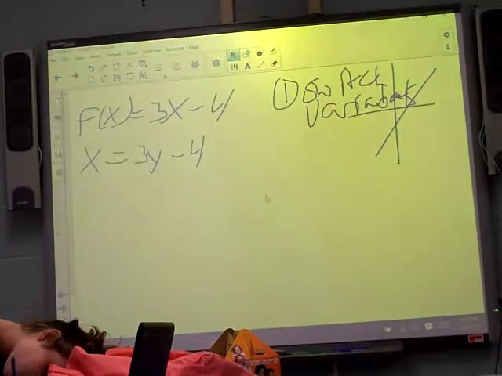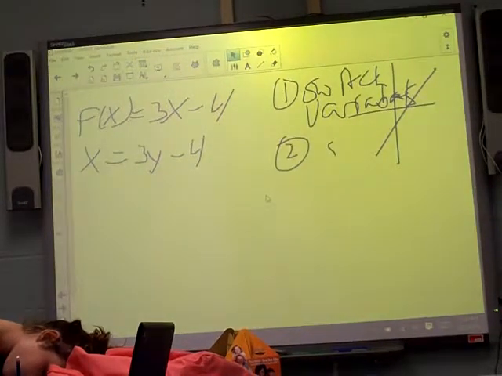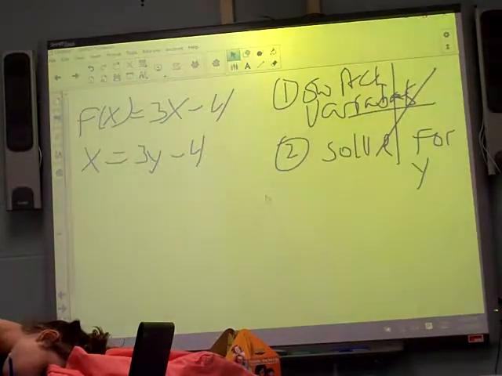Switch the variables. Flip-flop the x and the y. Step 2, and sometimes step 2 has many steps inside it. Step 2 is to solve your new equation for y. So this new equation that we have written over there, we got to get the y all by itself.